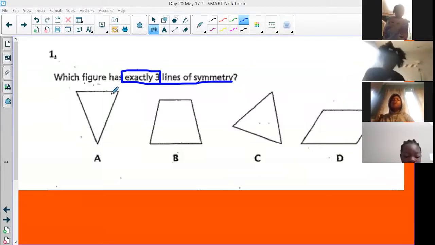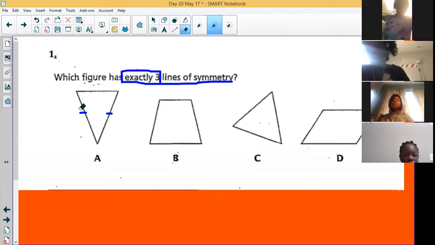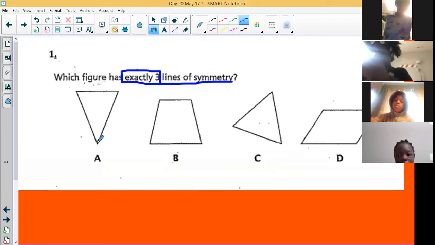All right, so Madison told us that this was an isosceles triangle. You're exactly right, Madison. It's isosceles because this side and this side are the same. So kiss your brain, Madison. You did an excellent job with that. So it is an isosceles. Our job is to figure out which one has exactly 3 lines of symmetry. So let's draw a line from top to bottom, straight down the middle. Okay. Now look at both sides.